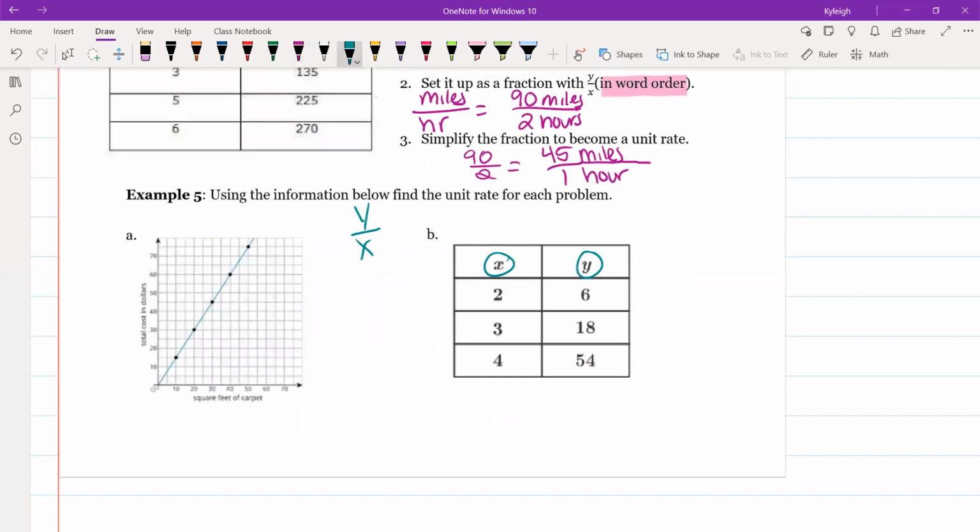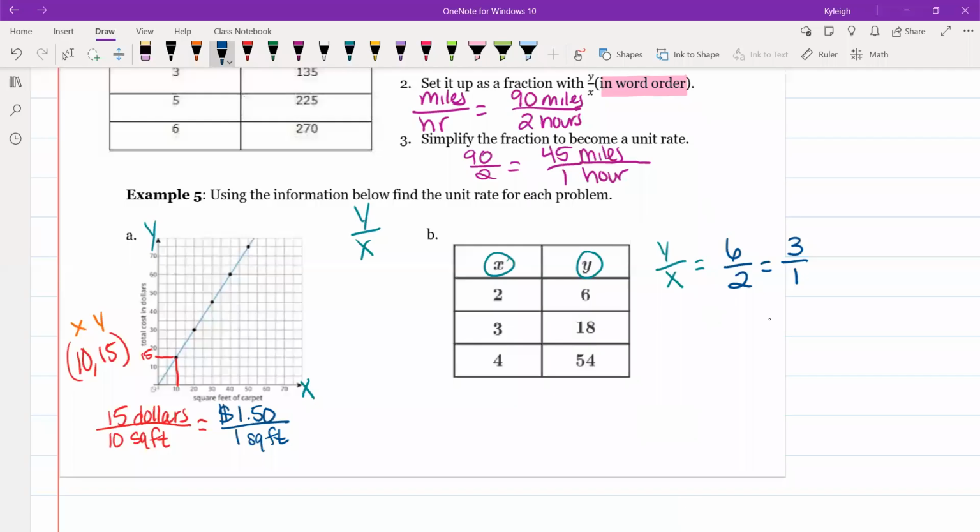Here's your x, here's your y. This is x, this is y. Okay, so take a moment and find those right now. All right, so here we go.